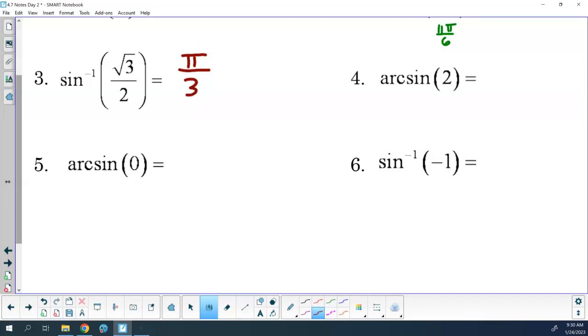Okay. Where on the right side of the unit circle is the sine 2? Nowhere, right? Because what does sine have to be in between? Negative 1 and positive 1, right? So it's got to be in between negative 1 and positive 1. So it can't equal 2. So this is not possible.